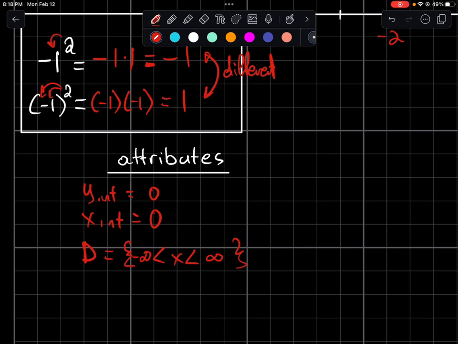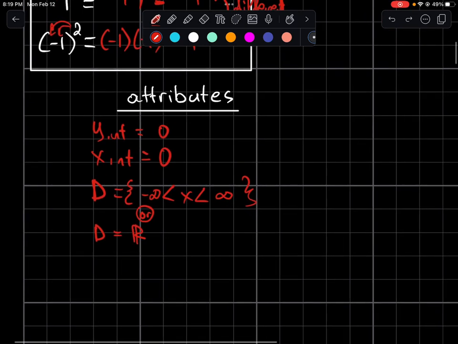You don't put equal, because we can never reach infinity. Infinity is a concept that tells you keep going forever in this direction and never stop. Infinity is not a number, therefore we can never reach it because we never stop. Another way to write this is, because between negative infinity and infinity are all real numbers, you can write it like that. Domain is all real numbers. This is the symbol for all real numbers. Make sure you put a double line, otherwise it doesn't mean all real numbers.